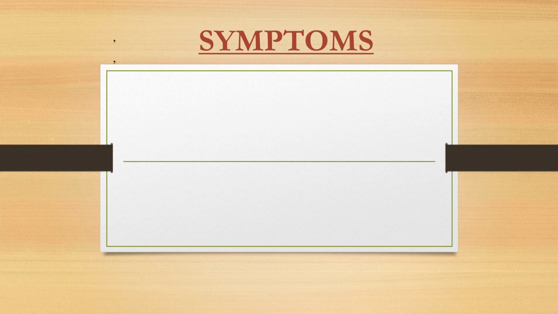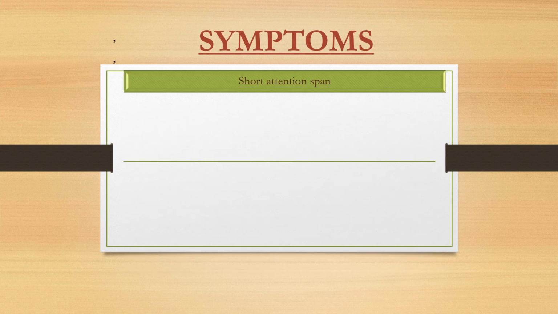Symptoms. Each learning disability has its own signs. Some of these symptoms can be found in all children at some time during their development. However, a person with learning disabilities has a cluster of these symptoms which do not disappear as the person grows older. Let's have a look at the major symptoms.